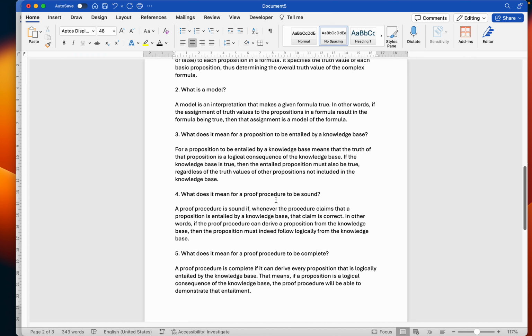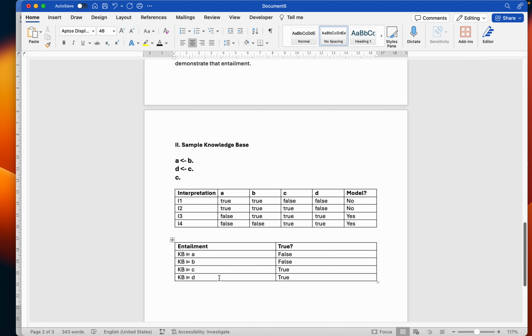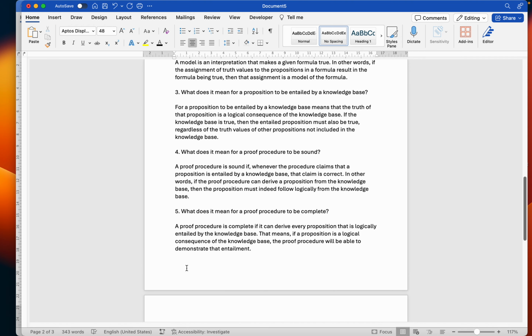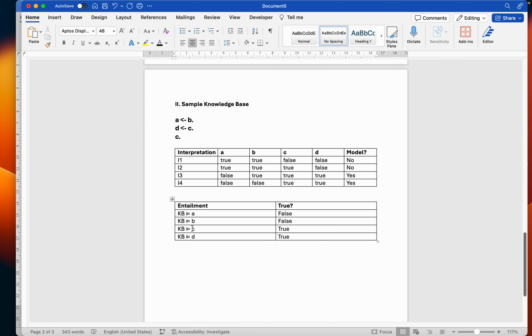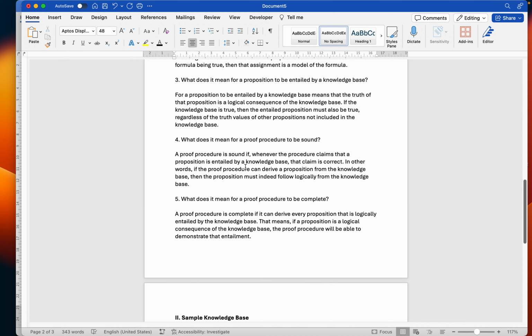What does it mean for a proof procedure to be sound? A proof procedure is sound if the procedure claims that a proposition is entailed by the knowledge base. So it means that if a specific procedure is logically informed using the information provided in the knowledge base, then the procedure is said to be sound.